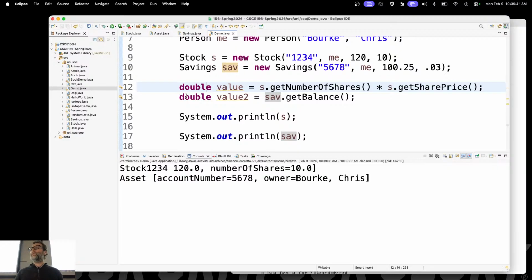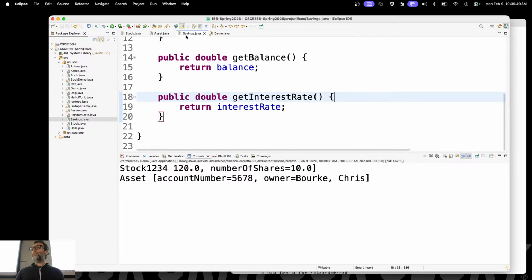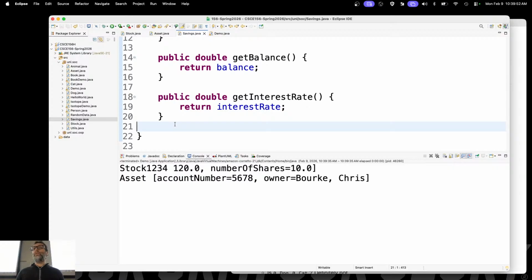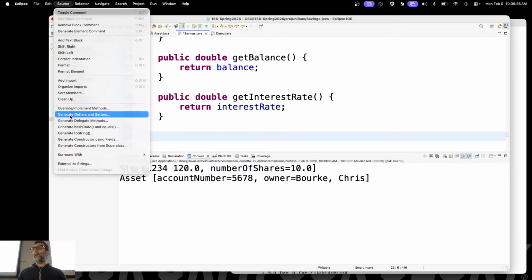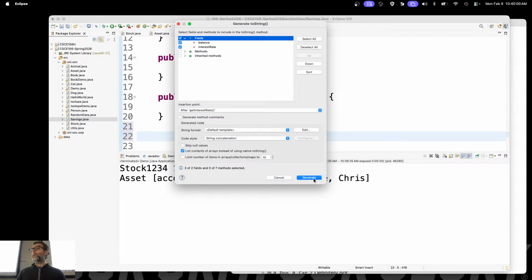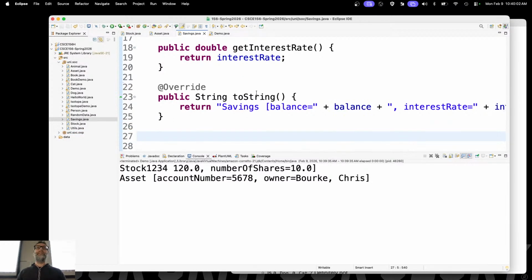All right, that's 120 shares at $120 per share, and the number of shares is 10. I didn't do it for the savings, but I can. The savings is still inheriting that method from the superclass, but we can override that by defining a toString method down here. We'll go ahead and do that, and it looks nice enough.